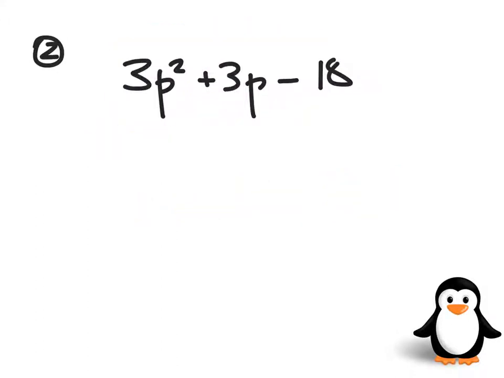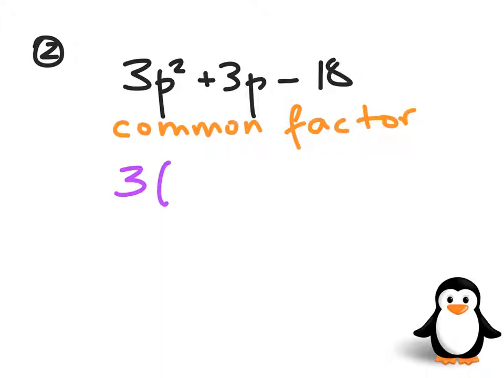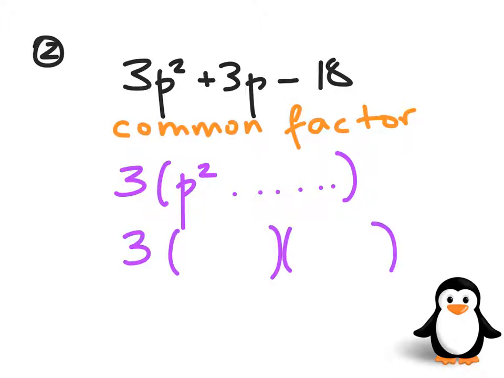Question 2, factorize. Now remember, first thing we do when we do factorising is we look for a common factor. So do we have any numbers or letters that we can use as a common factor here? And yep, if we look closely, we've got 3, 3 and negative 18. So they all appear in the 3 times table. So we're going to take 3 as a common factor, which will leave p squared, and so on. And then once you've done the common factor, you can then factorise it into a pair of brackets.